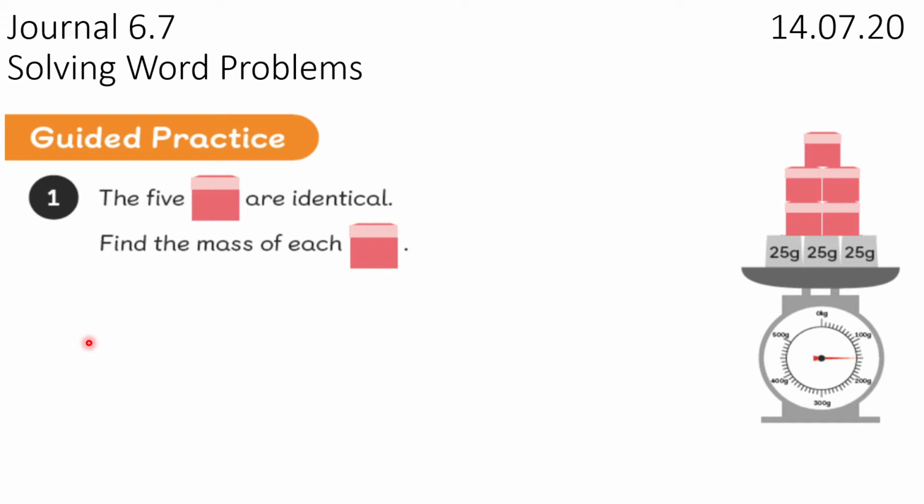Now, the first question said, the 5 boxes are identical. What does identical mean again? It means they are exactly the same, which means that their mass is going to be the same. So find the mass of each box. Now you might think it's really easy and we need to just divide this by 5, but if we look carefully, there are 5 weights on the scales.